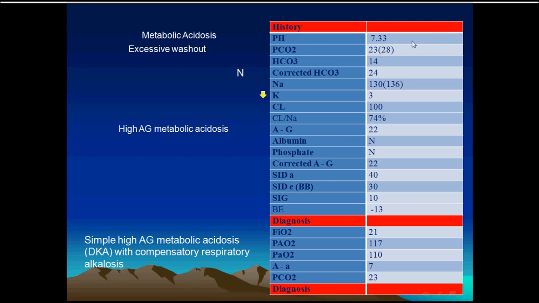The pH of the patient is 7.33, carbon dioxide 23, bicarbonate 14, sodium 130, potassium 3, chloride 100, and what else? Arterial oxygen 110. FiO2, he was on room air. Then we start to calculate these monitors: corrected bicarbonate, chloride-sodium ratio, corrected anion gap, strong ion difference, buffer base, strong ion gap, base excess, alveolar oxygen, and then the alveolar gradient. Let's start with this patient.